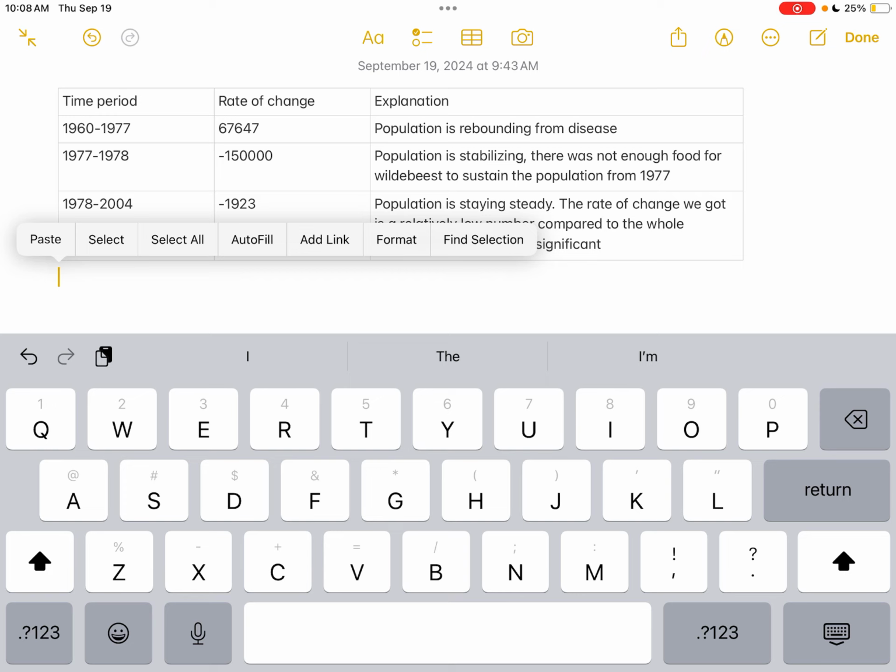Perfect. Whoever has music, turn it off. I can hear it from up here. That's an issue.